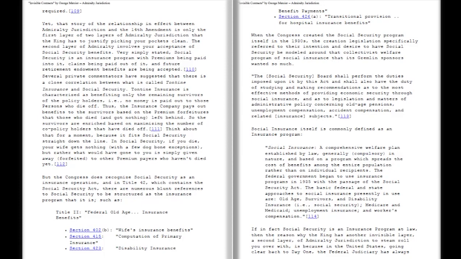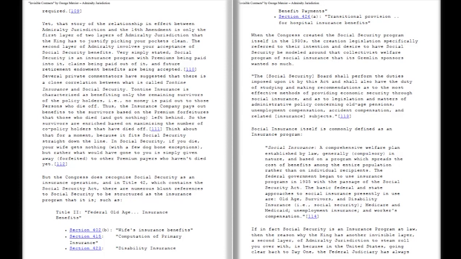When the Congress created the Social Security program itself in the 1930s, the creation legislation specifically referred to their intention and desire to have Social Security be modeled around that collectivist welfare program of social insurance that its gremlin sponsors wanted so much. The Social Security Board shall perform the duties imposed upon it by this act, and shall also have the duty of studying and making recommendations as to the most effective methods of providing economic security through social insurance, and as to legislation and matters of administrative policy concerning old age pensions, unemployment compensation, accident compensation, and related insurance subjects.